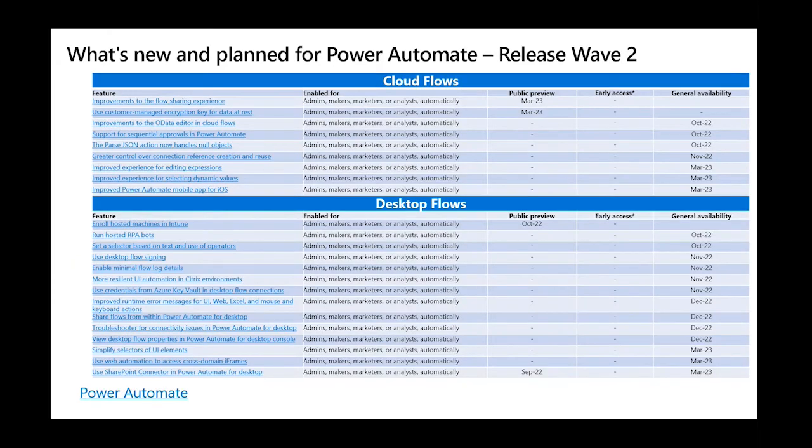And then again, like I mentioned, release wave 2 covers both Power Platform and Dynamics. So there are releases and features coming on the Power Automate side as well. Again, this is a subset of those. Similar concepts, it shows if there might be a public preview or early access, and then general availability, and also who and how those different features are enabled for. So you can check out the one specifically for Power Automate here.